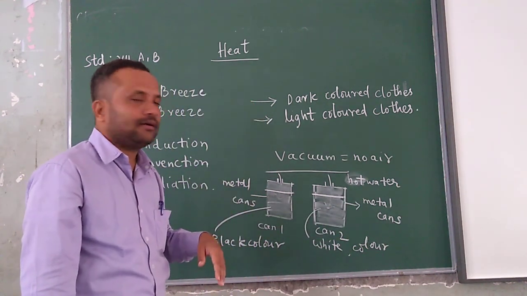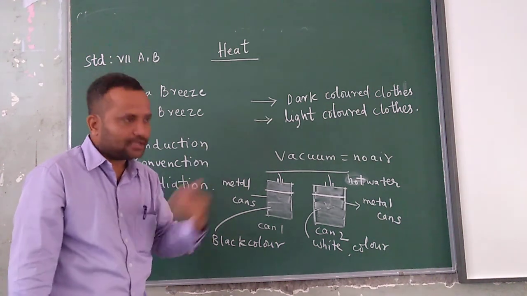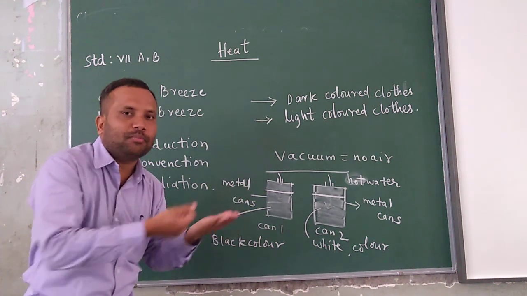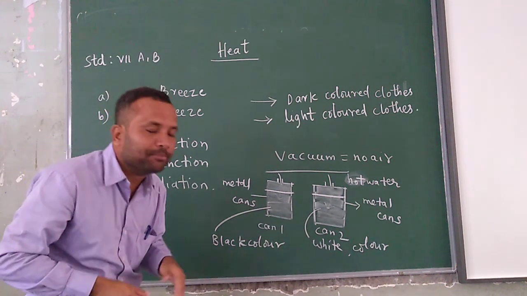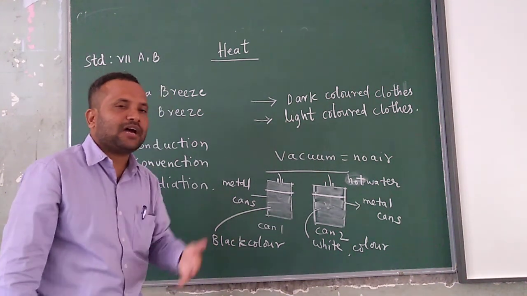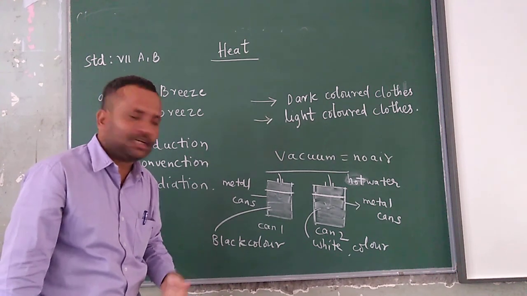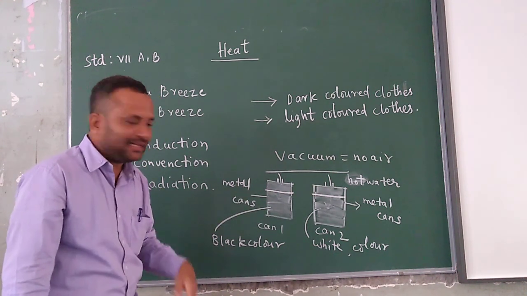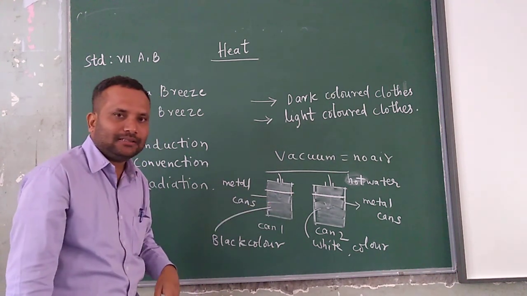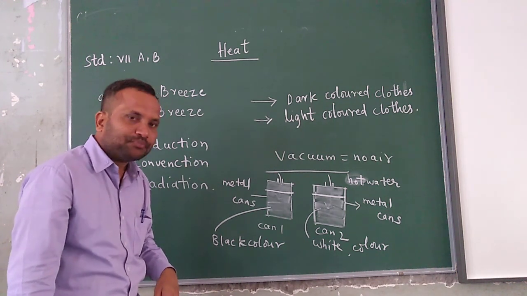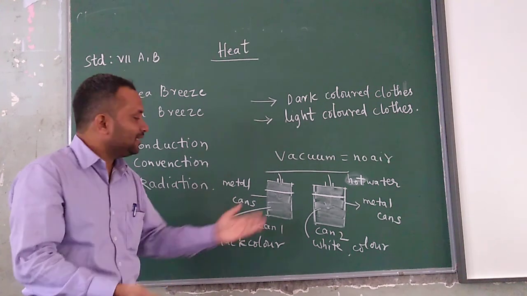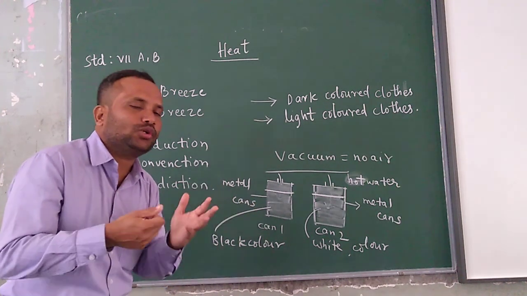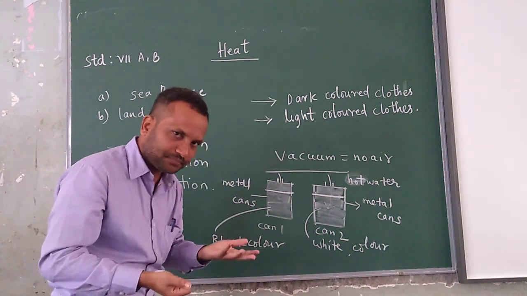Keep these in a shade. Keep them in some room where there is a lot of shade. Sunlight should not fall on them. After half an hour, again you measure the temperature in both the cans. You will find that the temperature of the water in the black color painted can will be more only, because this will not leave that heat so easily out.